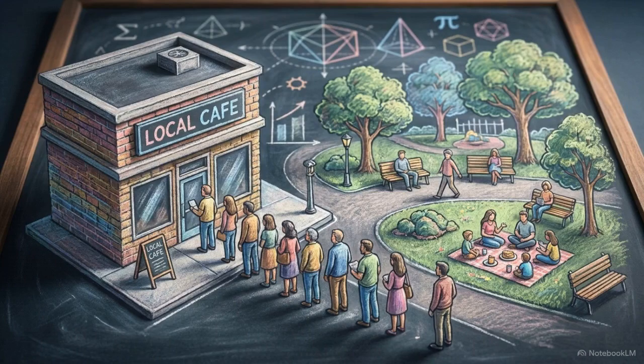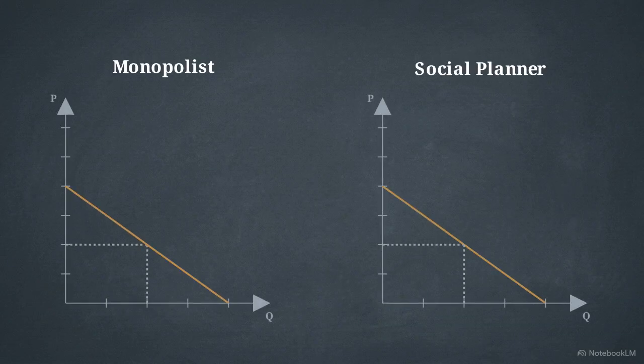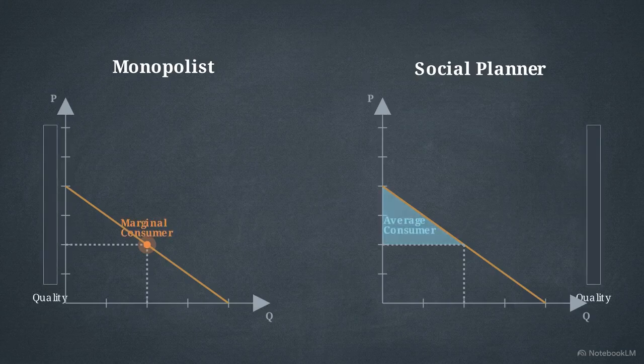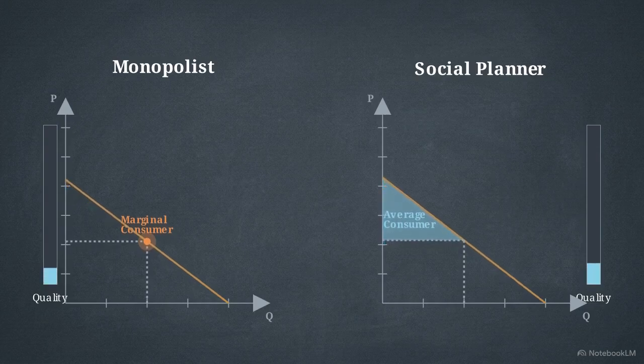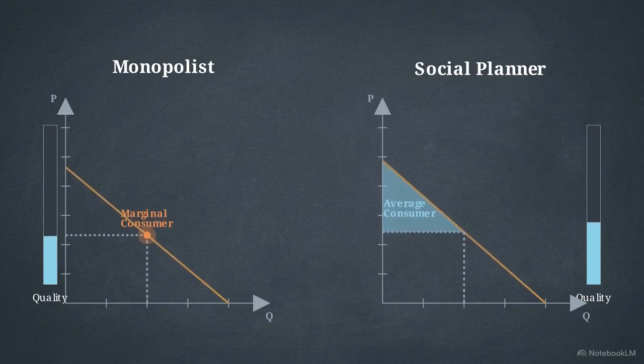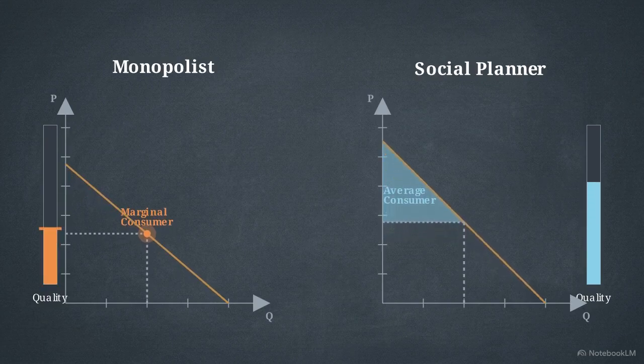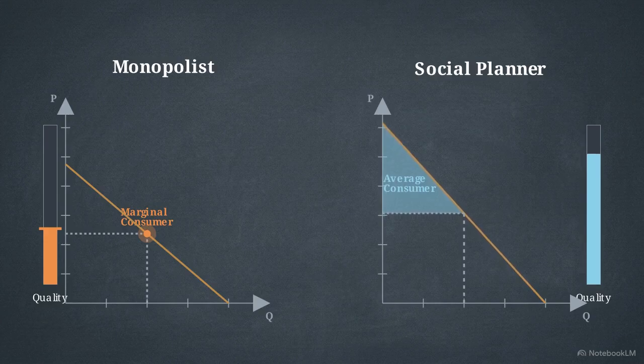The social planner's goal is to maximize total social welfare, the sum of both producer surplus and consumer surplus. This comparison shows a clear divergence. The monopolist focuses on the marginal consumer's valuation, while the social planner evaluates the valuation of the average consumer. Because the social planner includes consumer surplus, they evaluate a quality increase across the entire market. The planner will increase quality as long as the gain in total surplus exceeds the extra design cost. The monopolist stops improving much earlier, at the exact moment their captured producer surplus fails to cover the design cost.